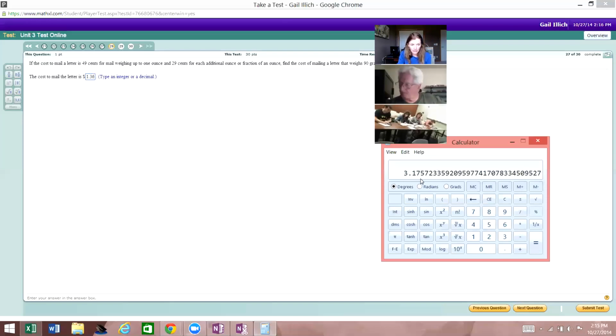So the first ounce is going to be 49 cents. And then the remaining, rounded up to the nearest ounce, will be 3 ounces, because it's 2.17. But that 0.17, they charge you as a whole ounce. So you've got 49 cents plus 3 times the 0.29. And that gives you $1.36. Okay. Next question.